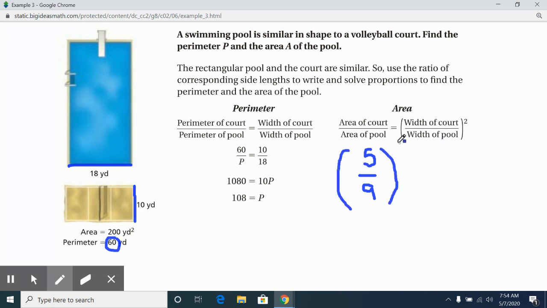Okay, to get my base fraction this time, I have to square first. So 5 squared, I'm going to come down here. That's going to give me 25. And 9 squared is going to give me 81.